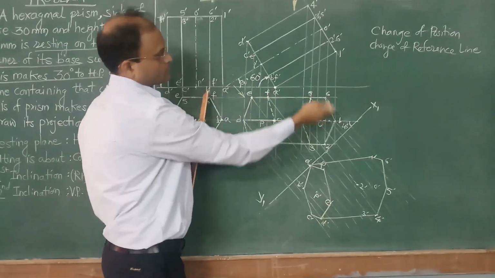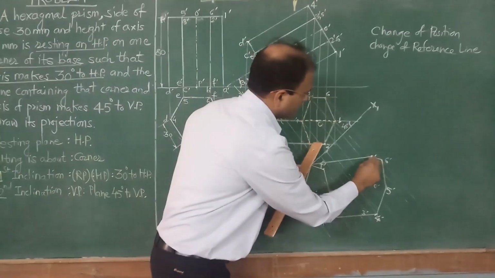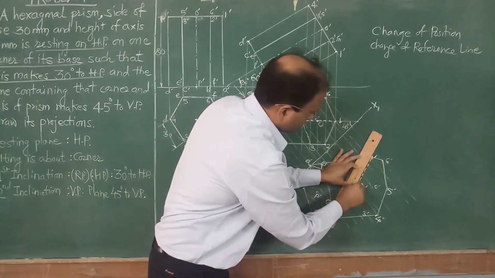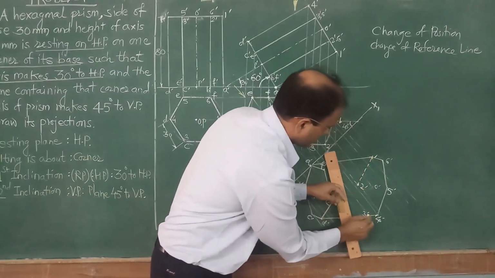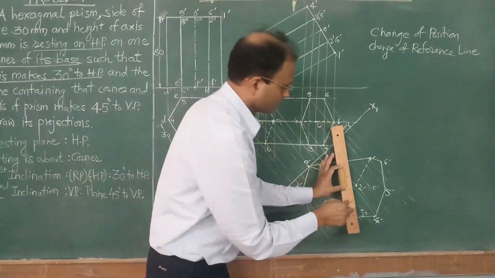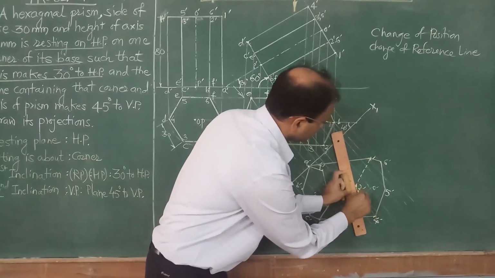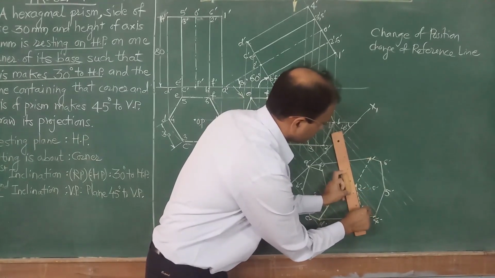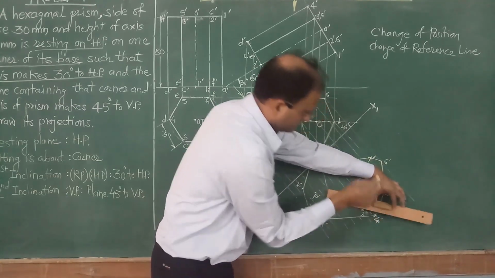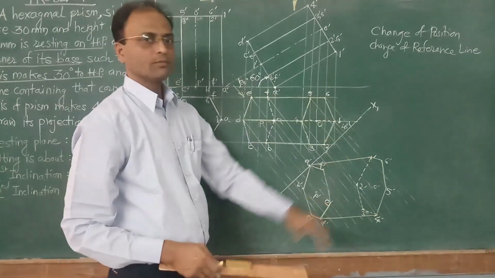Then as we see, this face is away from the observer. That's why remaining points of the face should be connected by dotted line. So remaining points of the face are connected by dotted line. So 2 to 3 and 3 to 4. So this way we have connected the points on the face which is away from the observer.